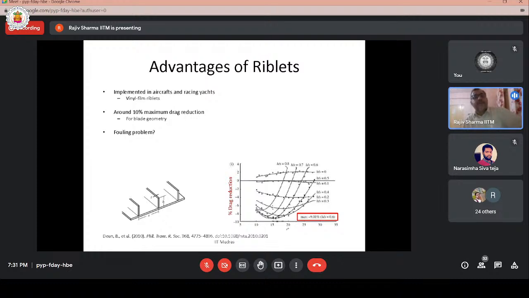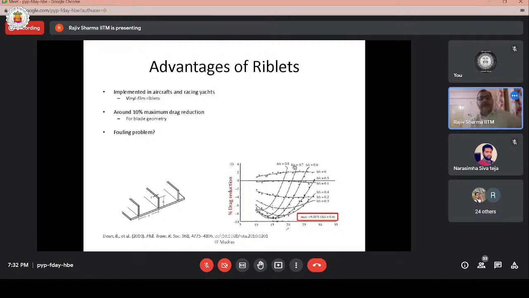Now, what are the issues? Now, think about it. When you have a structure which is protruding outward from the skin or from the base, these areas will always have accumulation of bioalgae, fouling, and over a period of time, fouling may affect the structural integrity, and fouling itself will increase the drag. So this is what has been reported.